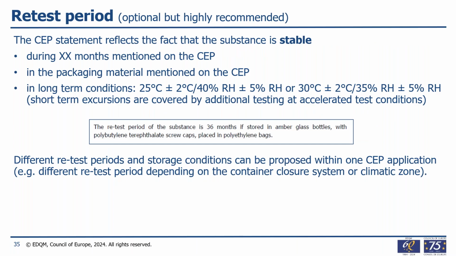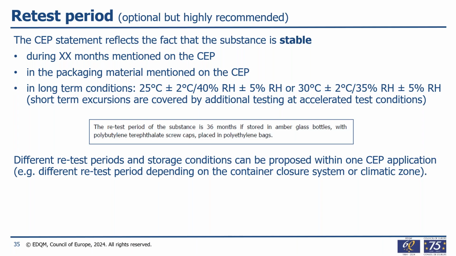So the CEP statement on the retest period reflects the fact that the substance is stable during a certain period, 36, 48, or 60 months mentioned on the CEP, in a specific packaging material already mentioned on the CEP, under long-term conditions, 25 or 30 degrees, in line with the relevant ICH guideline. Short-term excursions are covered by additional testing at the accelerated test conditions.